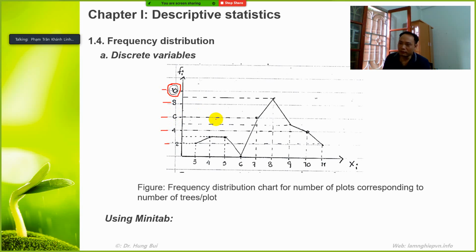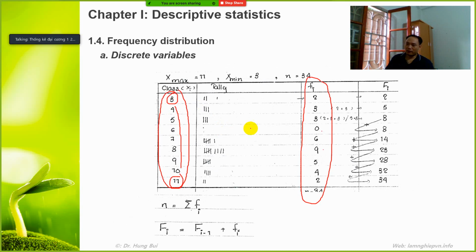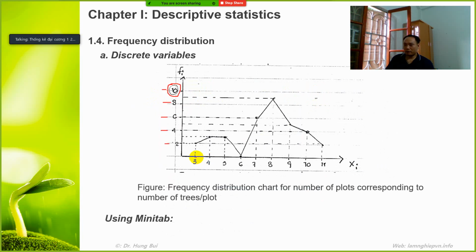Okay. Yes, very easy. Now we draw it. The first class here, they call the first class. Xi is 3, Fi is 2. So we just look here. Xi is 3, and Fi is 2 here. Okay, and then we create one dot. We got one dot for the first class.